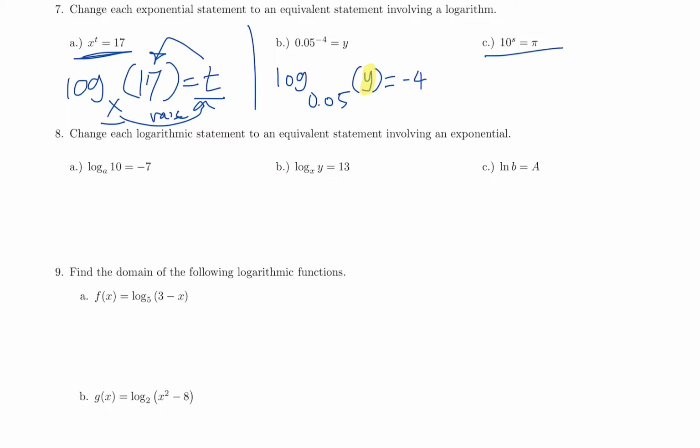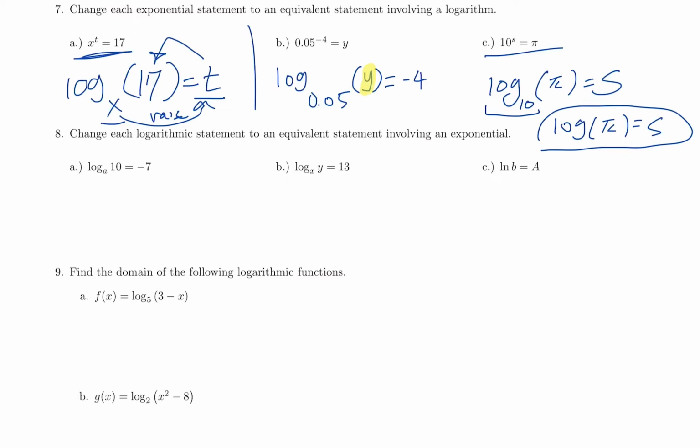How about this one? We have log base 10. If I raise 10 to the s power, I get pi. And we need the exponent s. For log base 10, this is called the common log. Sometimes we don't write just 10. Actually, that's most times. So if you see log with no number in the base, it means 10 is implied. So it's the same thing.